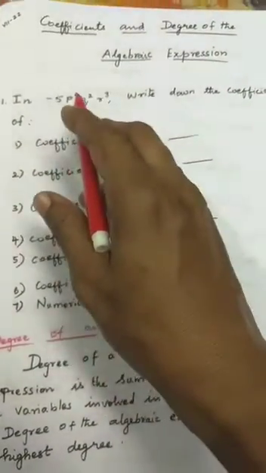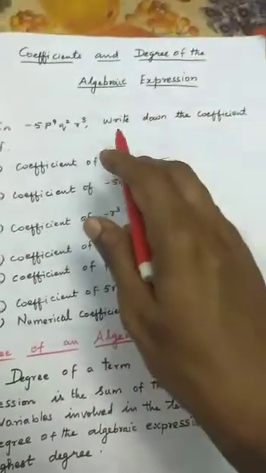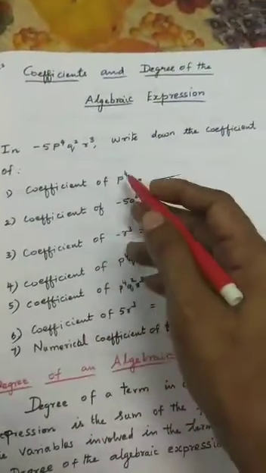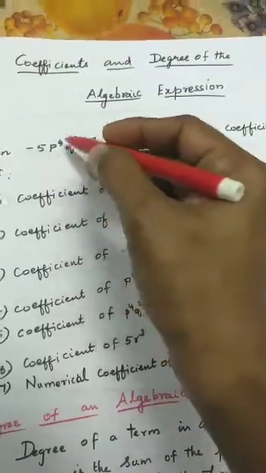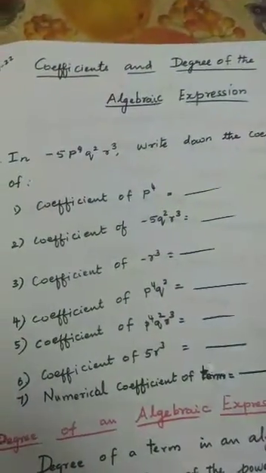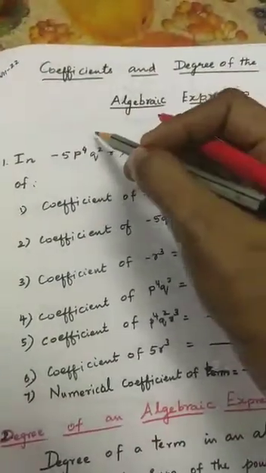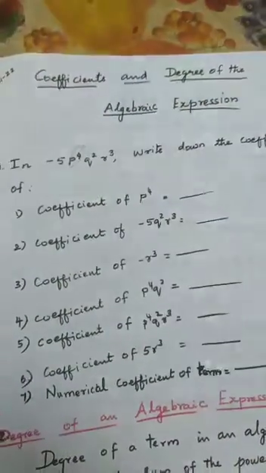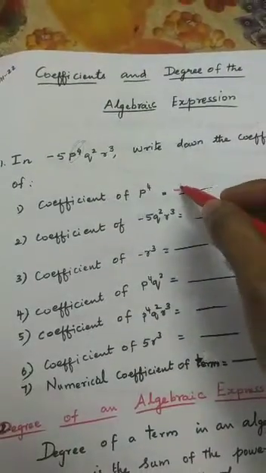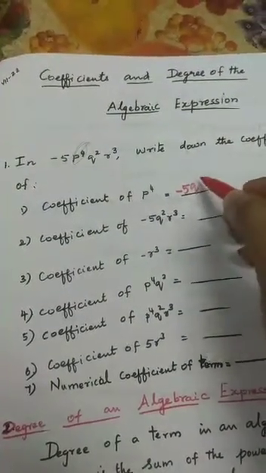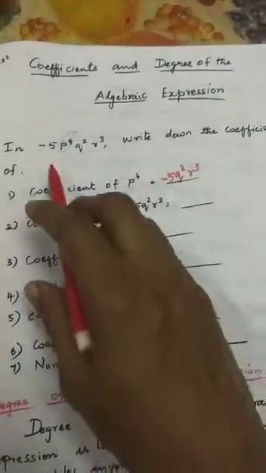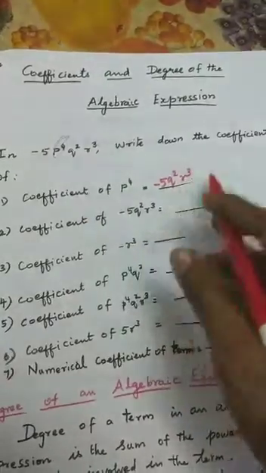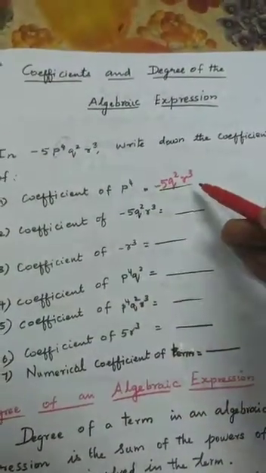In minus 5 p power 4 q square r cube, write down the coefficient of p power 4. You have to leave this p power 4, and the remaining you have to write. Multiplication la adu kuda irukra ellathiyum eludradhu da coefficient. So minus 5 q square r cube is the coefficient of p power 4.